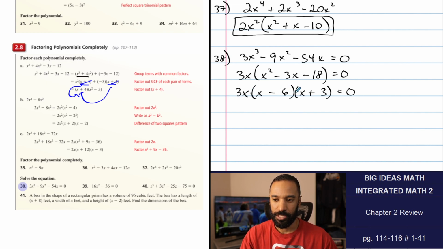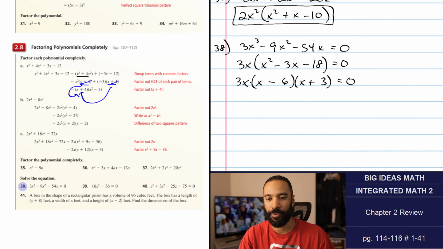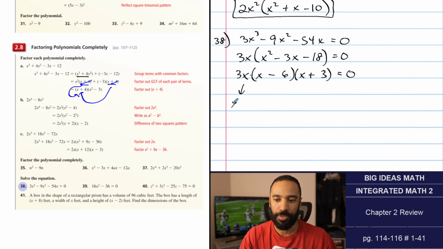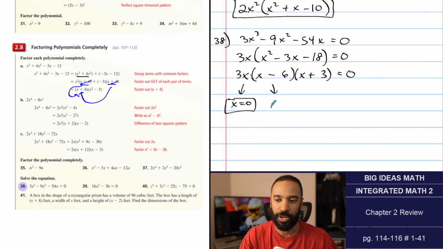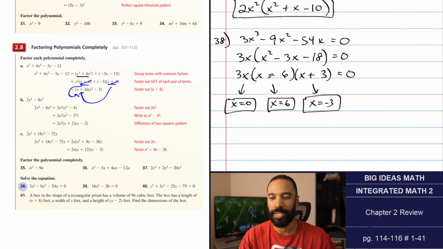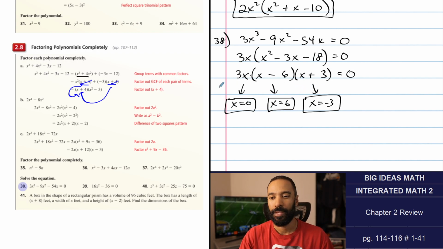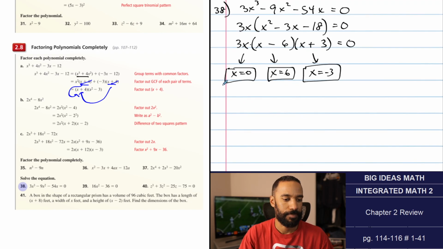And now we have our product. This times this equals 0. Zero product property. That's what we're going for. If 3 times x equals 0, then x would equal 0 when you divide both sides by 3. If x minus 6 equals 0, then x would equal 6 when you add 6 to both sides. And if x plus 3 equals 0, then x would equal negative 3 when you subtract 3 from both sides. This cubic had 3 solutions to it, and we've cracked them all by factoring. Starting with that GCF, that really helped a lot.